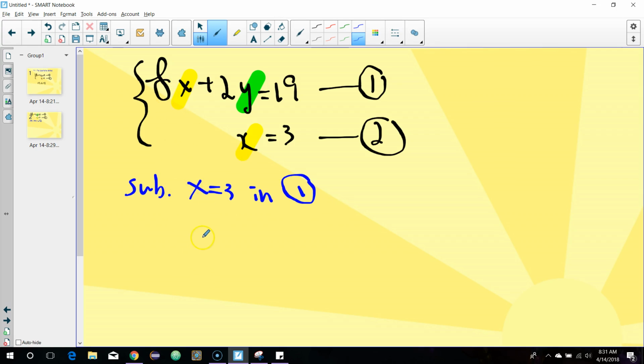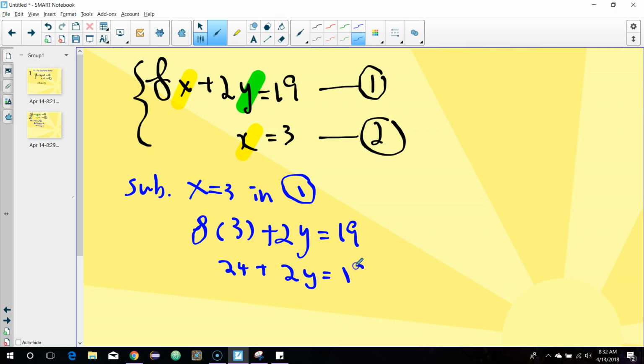So what I'm doing is x times x, this time x is going to be 3, that is going to be 8, plus 2y is equal to 19. Okay, so I basically substitute or replace the x with 3, and then I'm going to calculate it. So the rest of this is just simple calculation. 3 times x, or x times 3, is 24, plus 2y is equal to 19.